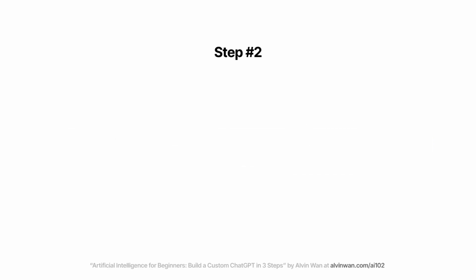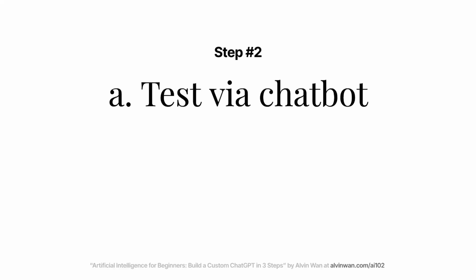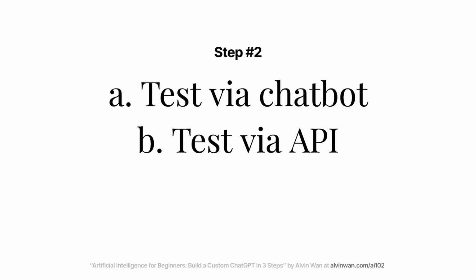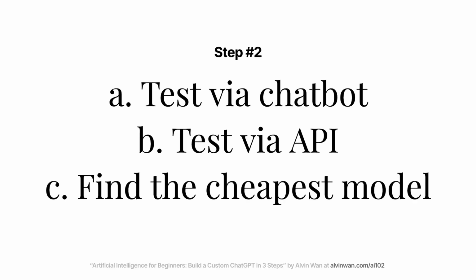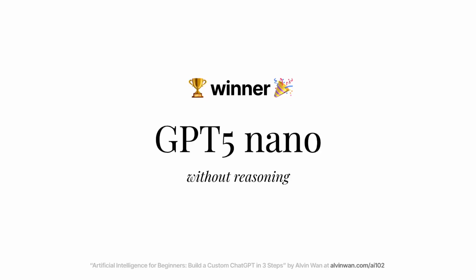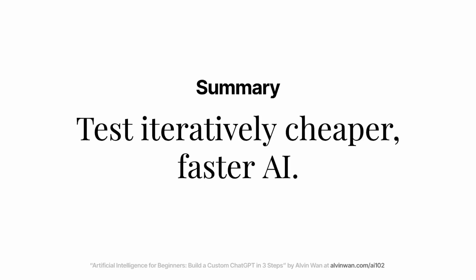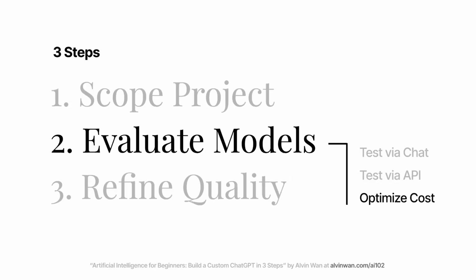Now that completes the 3 parts in step 2: test via chatbot, test via the API, and finally, find the cheapest model that still works. This produced the cheapest OpenAI model that could successfully solve our task, GPT-5 Nano. In summary, test the best, most intelligent AI first via chatbots for simplicity, then via the API for reproducibility, then test iteratively cheaper, faster AI. We've now optimized cost successfully, reducing cost by over 88 times.